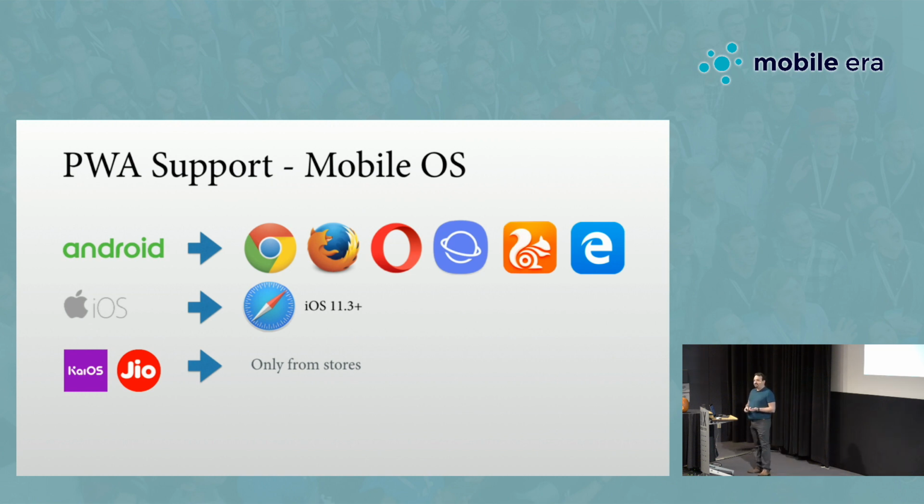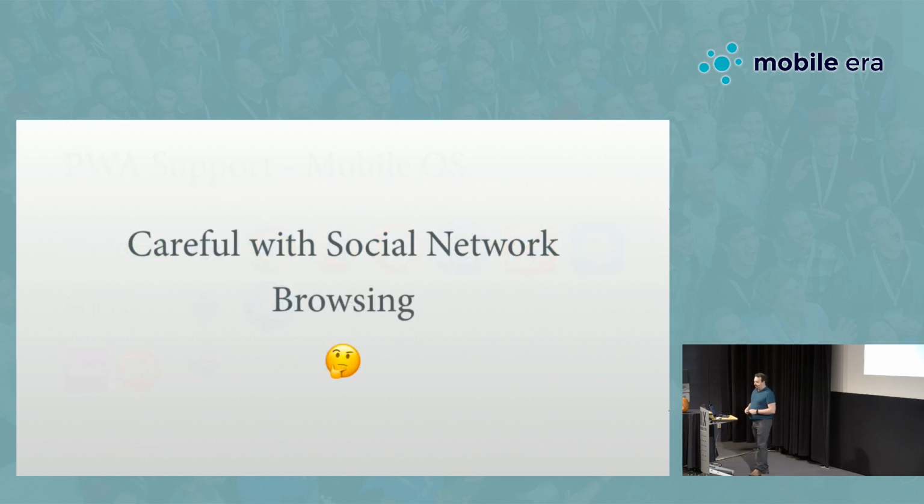In mobile operating systems, it's available on Android, in mostly all the browsers, including Edge. On iOS, let's say for now that it's working since iOS 11.3. And also KaiOS, and Jio is basically a brand using KaiOS. These are feature phones that can also support PWAs, only from the store. So you need to go to a store and download apps, and every app in that store is basically a PWA with some changes, but it's a PWA.